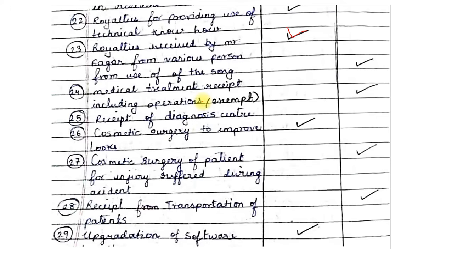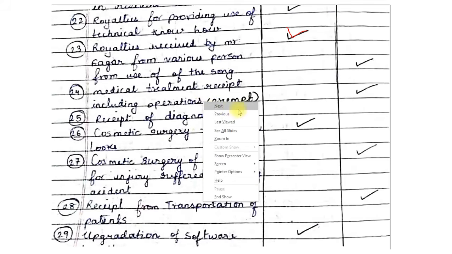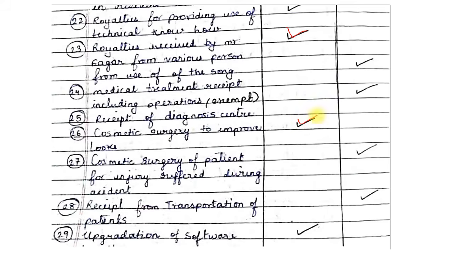Receipt of diagnosis center or receipt of cosmetic surgery to improve look. So anything which is done to improve yourself, like plastic surgery, cosmetic, those are all stuff where you're trying to modify yourself. So anything for modification is purely taxable. Cosmetic surgery of patient of injury suffered during accident. Now, when cosmetic surgery or plastic surgery is done, not for modifying yourself, but during an accident to recover from that accident, that will become non-taxable.